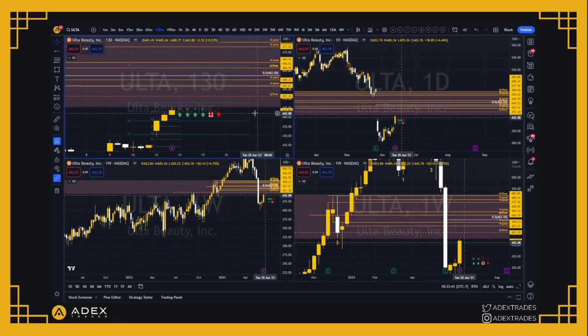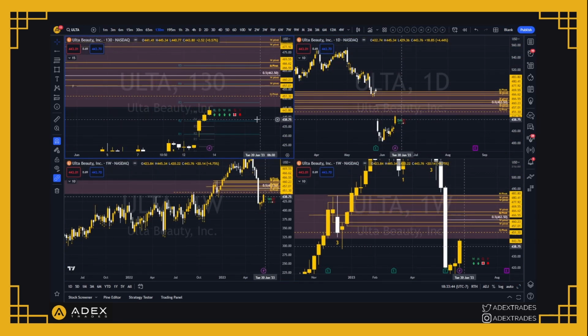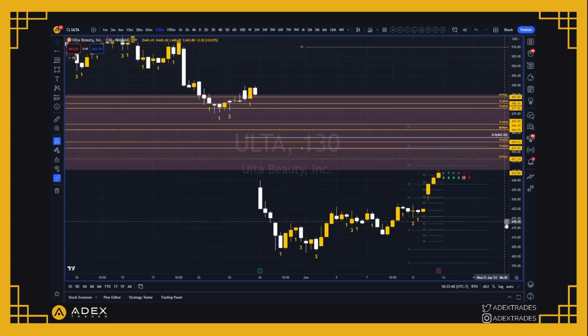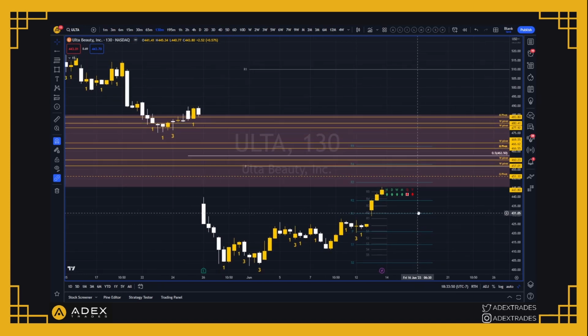So would you get into this play? I don't like large gaps. I don't play large gaps personally because I don't like being TTO'd in this range. It could hit 50% and then pull back, and that's it. It could hit the 0.618 of the gap and then pull back.